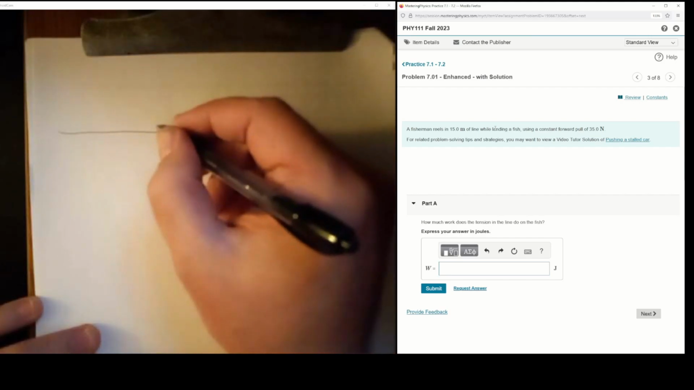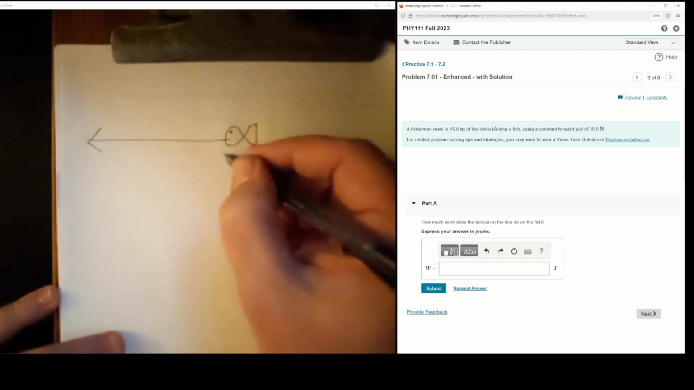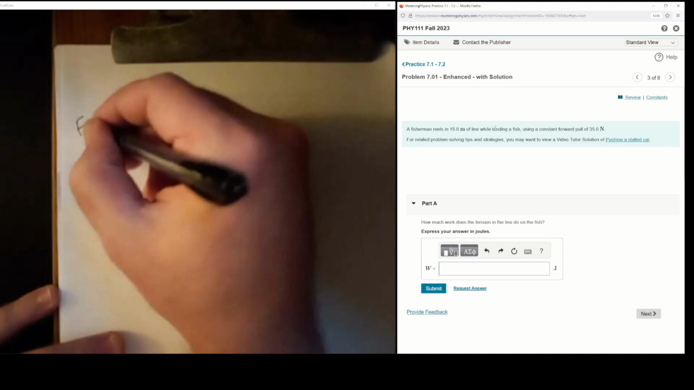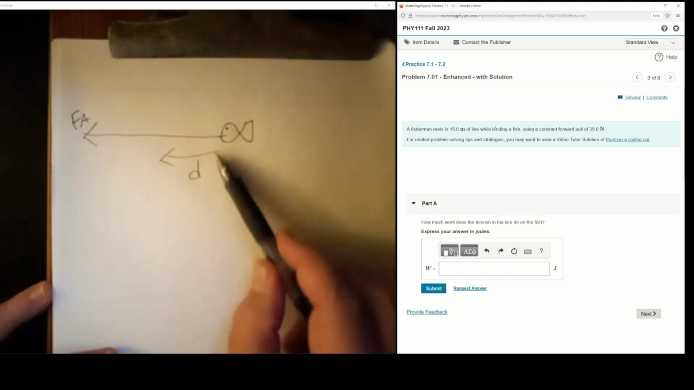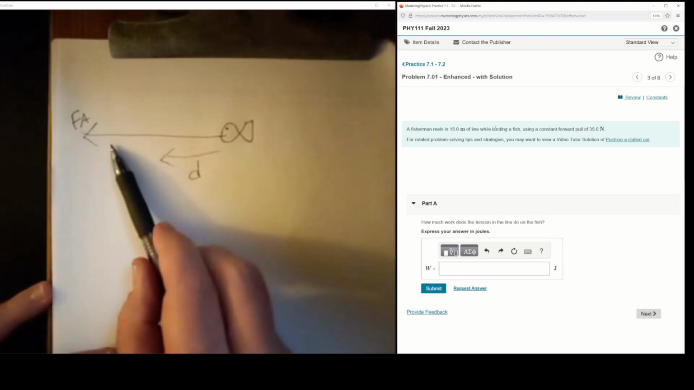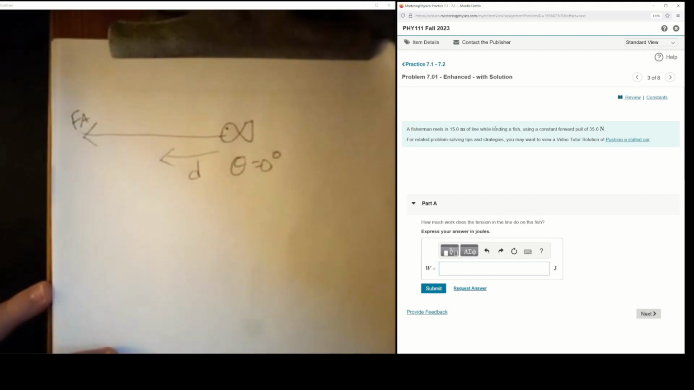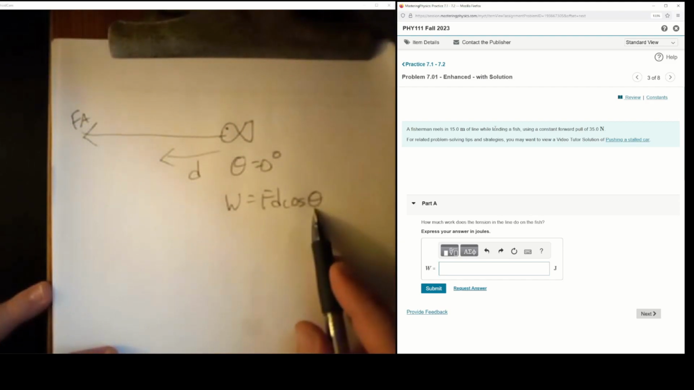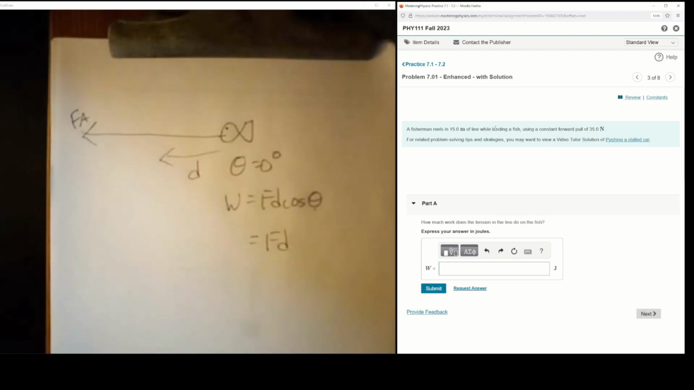So there's a force. The force is pulling on the fish, and the fish's motion is also in the same direction. We have a force applied from the fisherman pulling the fish in, which means the fish is going in the same direction as the force. So when we connect these tail to tail, the angle between them is 0. When we look at our work done, F D cosine of the angle between them, the angle is 0, and cosine 0 is 1. This reduces to just force times displacement.